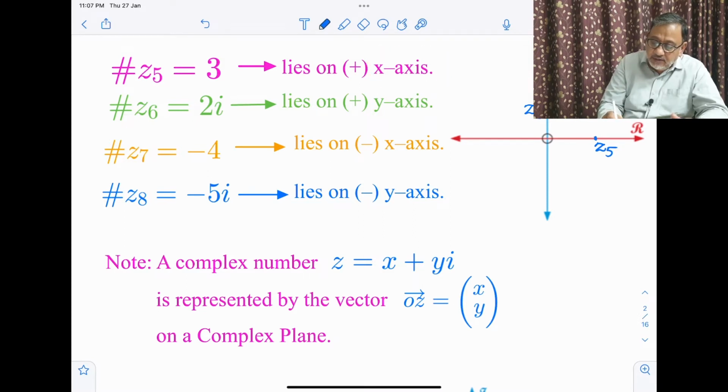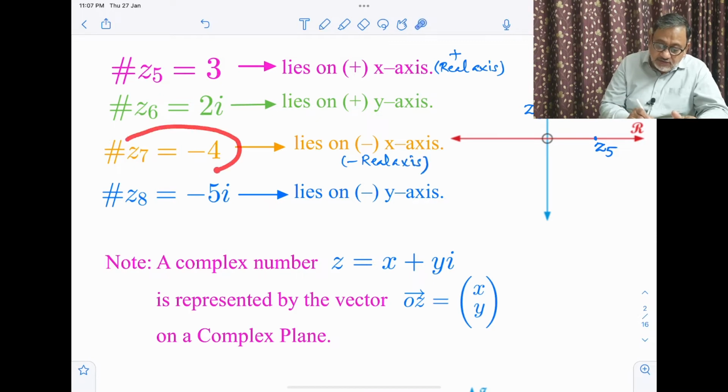Okay. So here also you can call it x-axis or positive real axis. Let me write here, real axis. So this is the positive real axis. This is the negative real axis. So Z7, negative 4, will be somewhere here proportionately, Z7.